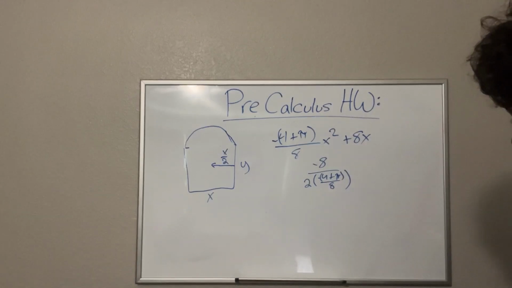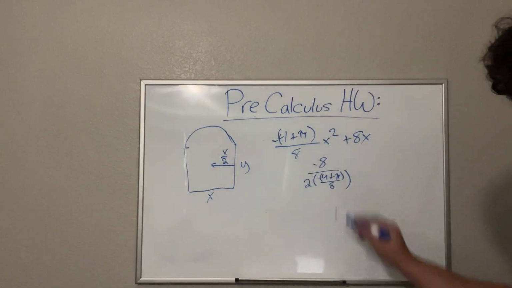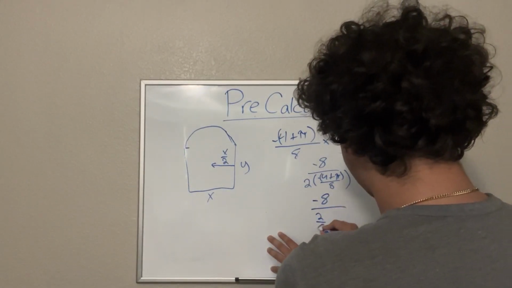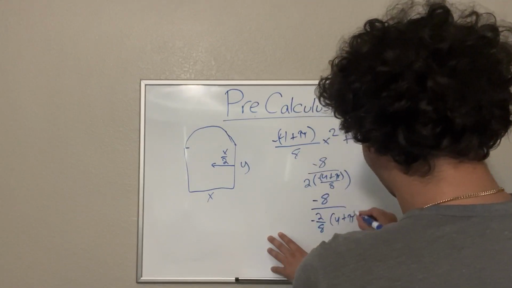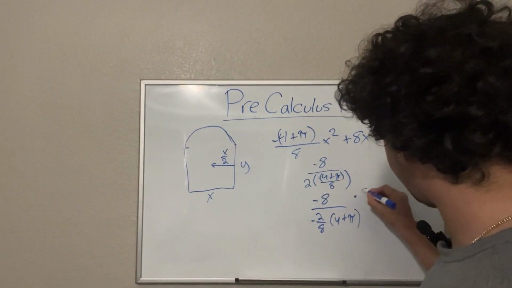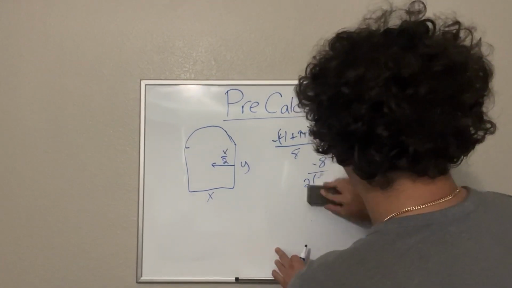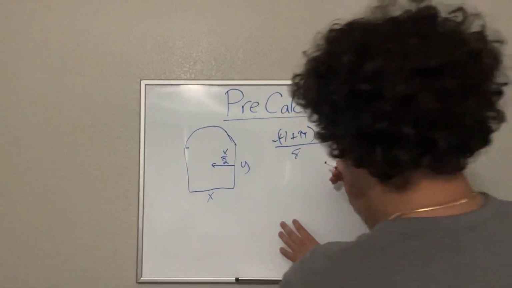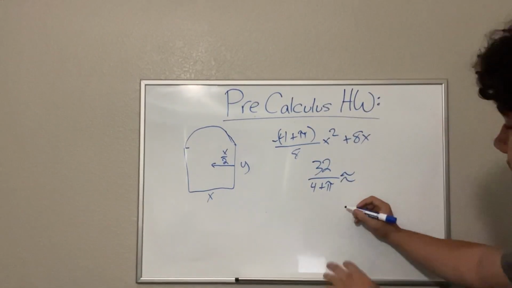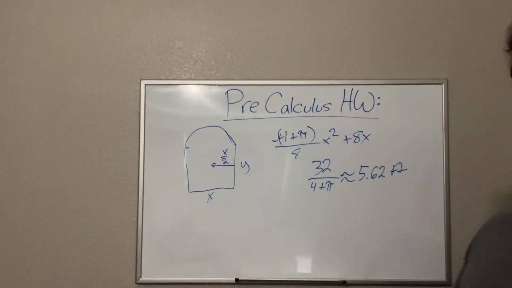All right, so from here, what would I have to do? I have to simplify. I can distribute, which gives me 2/8 on the bottom, so negative 8 over 2/8 times negative 4 plus pi. How do you divide by a complex fraction? You multiply by the reciprocal. So I'm multiplying this by 8 halves, negative. That's going to be 64 divided by 2, which is 32. So all this ends up equaling 32 over 4 plus pi, which is roughly 5.62 feet.